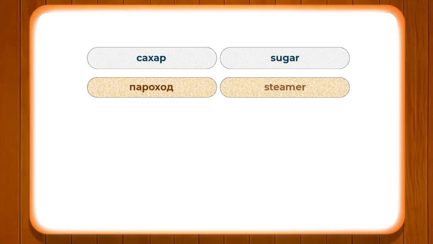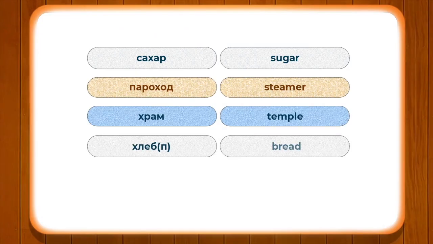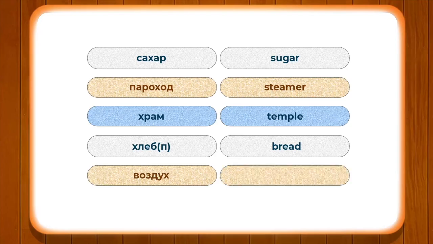But since it has to be used almost every day, many times, that you always say that I want tea, I want coffee, something with or without sugar, then you can use this kind of construction. About the grammar, you will be learning about in dedicated modules. Alright, now let's learn the meaning of these words once again. Sakhar means sugar, parakhod means steamer, khram means temple, khleb means bread, vozdukh means air.